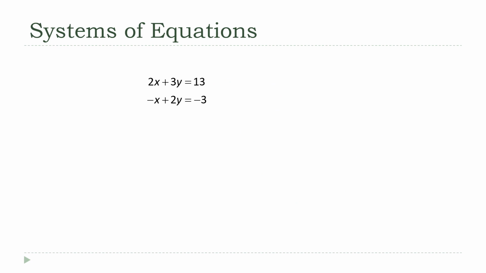So here I have one that's slightly more complicated. If I try to just add these two together like I did with the last example, nothing eliminates. Right? 2x minus x, that's x. 3y plus 2y, that's 5y. No variables went away. Right? So here's what I'm going to do, though.